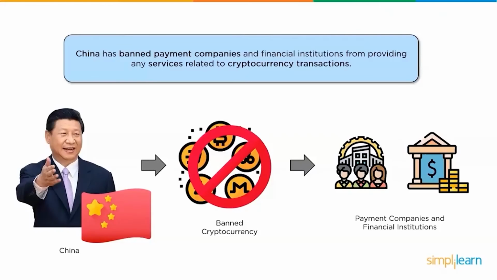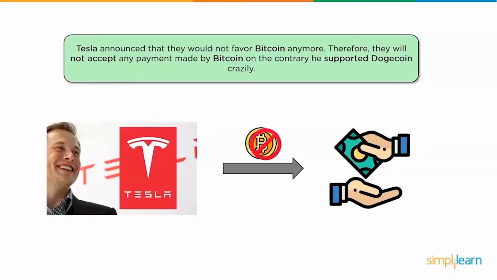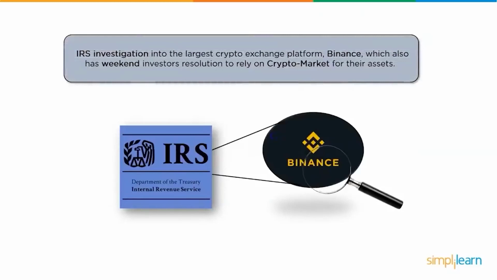And then the panic increased because Tesla announced that they would not favor Bitcoin on environmental concerns anymore. Therefore, they will not accept any payment made by Bitcoin. And also, there are rumors of IRS investigation into the largest crypto exchange platform, Binance, which also has weakened investors' resolution to invest more in the crypto market.